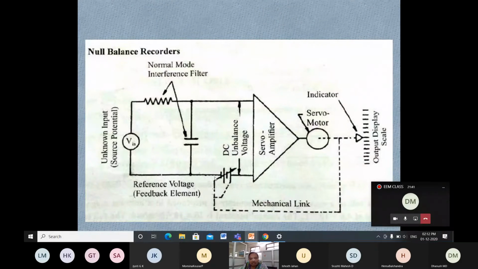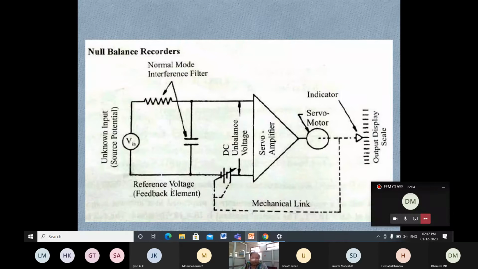Or else, what is the one more type? Here the unknown voltage is 2 volts, and if the reference voltage is also 2 volts, both should be at the same zero value, right? That is going to be changed. The output is going to be recorded. We can use the design as we want, but here we are preferring null balance.